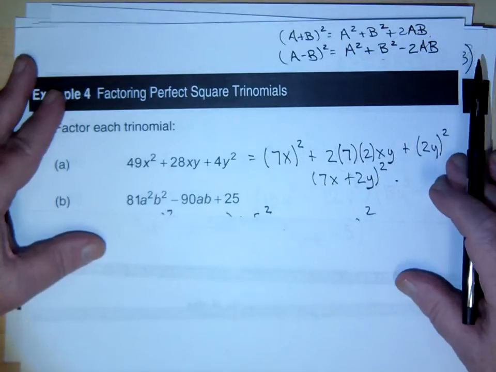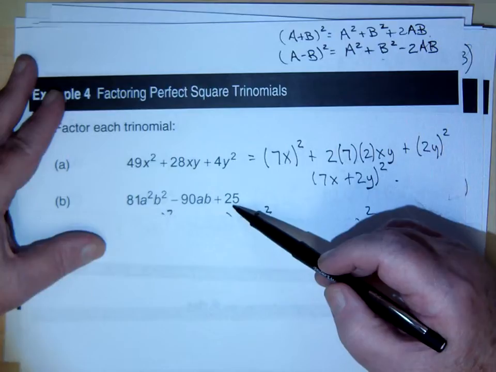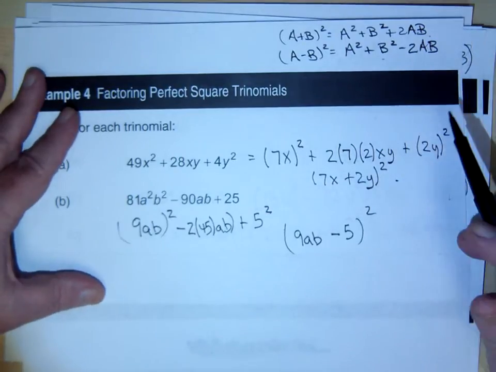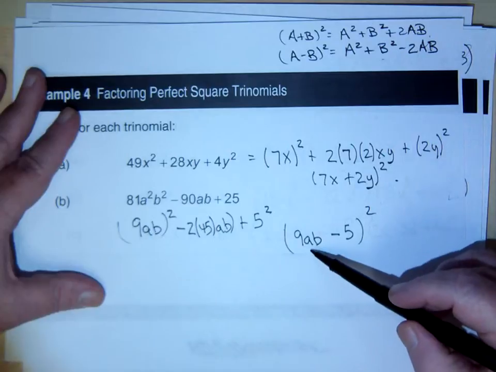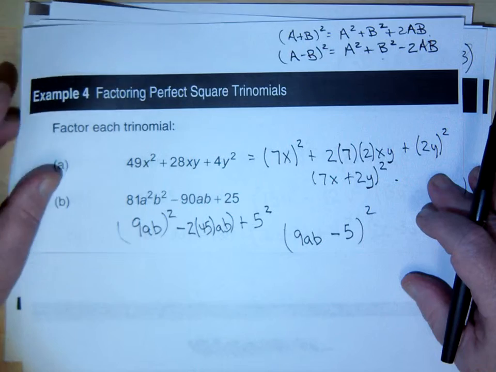Here we have a similar thing. This is going to be 9ab whole squared. This is going to be 5 squared, and this is twice the product of the middle terms. And so what I get is this is 9ab minus 5 whole squared.